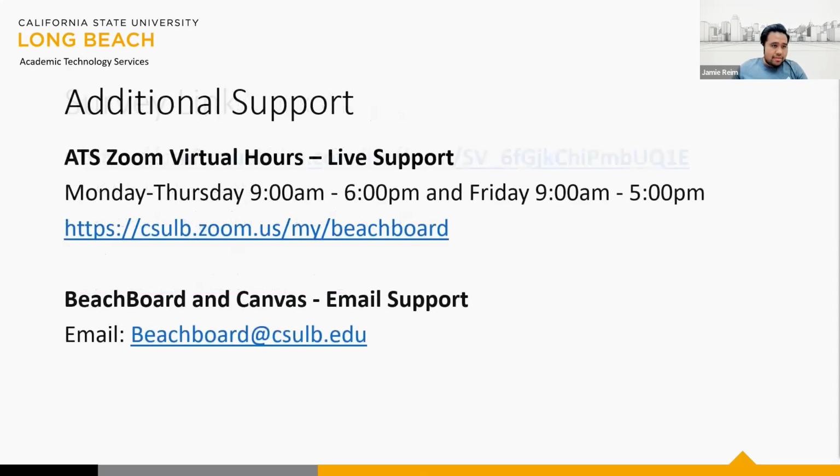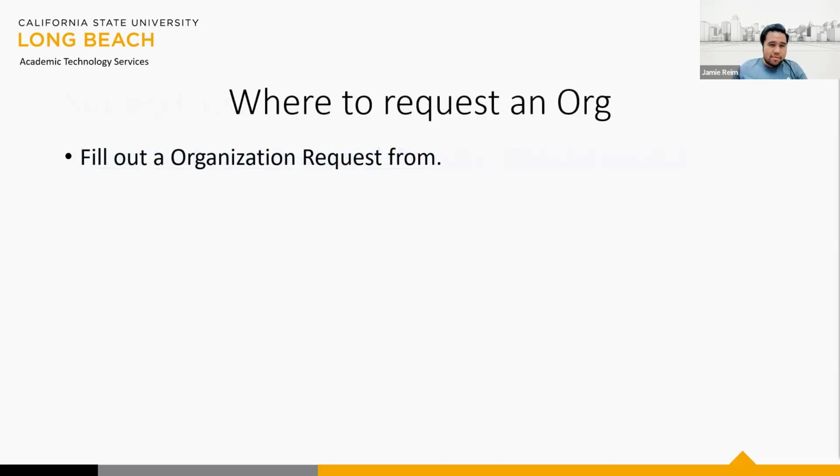Just to backtrack a little bit, since I jumped ahead: if you are interested in getting an org in Canvas, you would have to fill out an organization request form, and that's going to be provided in the chat for you all. If you just want to get a feel of what it looks like in Canvas, feel free to request one, and we can develop a shell for you. From there, you can opt to migrate your Beachboard content over to Canvas, so if you want to use a lot of similar things found in Beachboard, you can do that as well.